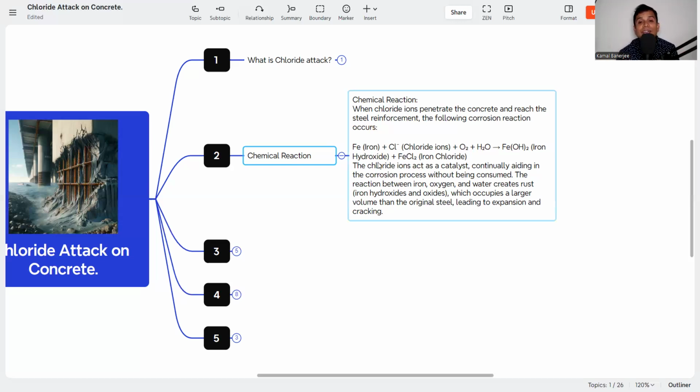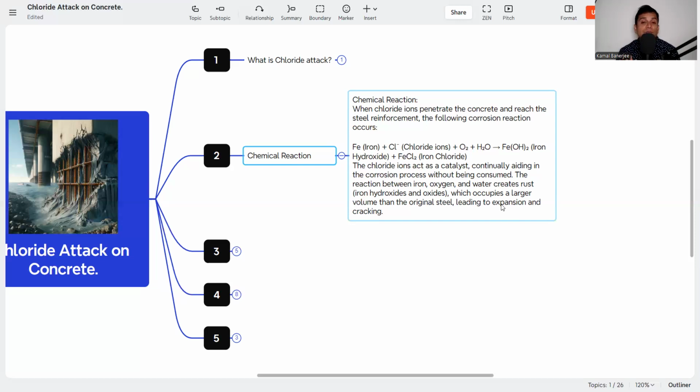Iron oxide and iron chloride will form. These chloride ions act as a catalyst, continually driving the corrosion process without being consumed. This reaction between iron, oxygen, and water creates rust, what we call iron hydroxide and oxide, which occupies a larger volume. How this corrosion process is happening, I have made a detailed video, step by step, on the electrochemical reaction. I explain each and everything in that video. Click the link in the description, and you will get full information about how the corrosion of steel is happening due to the electrochemical reaction.